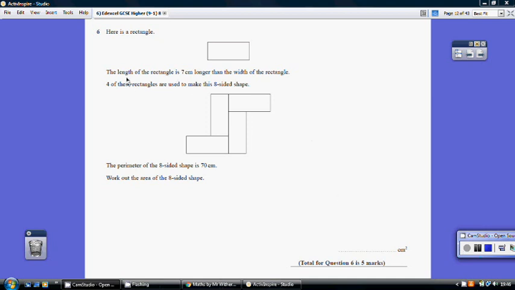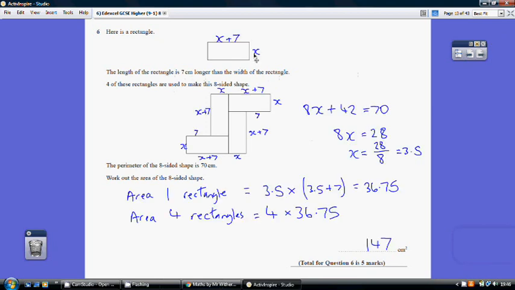Question 6. So we're told that the length of the rectangle is 7 centimeters longer than the width. So let's make the width x, and therefore the length is x plus 7. I've worked my way around this shape, writing in whether it's an x plus 7 or an x. And just be careful, we've got a couple here, here, and here where we actually get 7s, because we've got an x plus 7 less than x, which is a 7. So don't forget those two 7s.